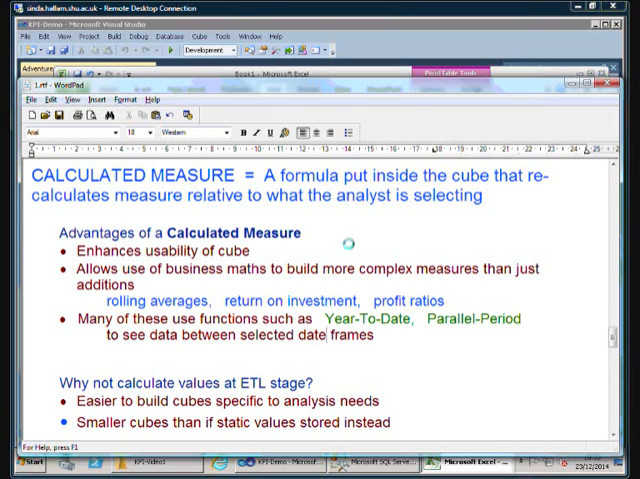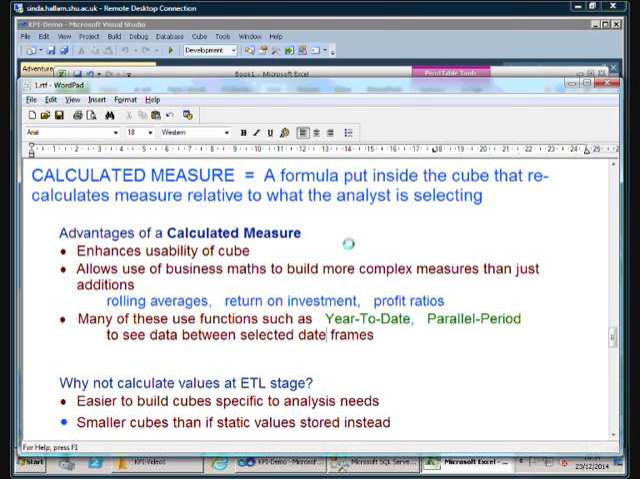Another major advantage is that the cube itself, Excel, will automatically add columns of numbers, but calculated measures allow us to do the business maths as opposed to just additions. So for example, we've not shown it, but you could have a rolling average. You could smooth out a graph by taking the 2 months before, the current month, and the 2 months after. And then each time you click on a month, it will recalculate those particular months.